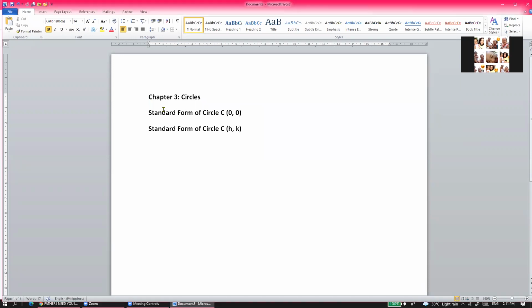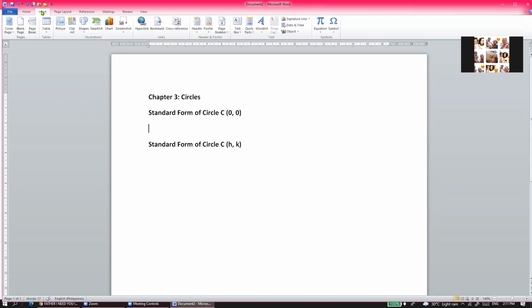Una sa lahat ay yung tinatawag nating standard form of a circle when center are both zeros. I'll go straight to the point by this time. Direct to the point. Ayoko na ng maraming palabok. Sayang yung oras. Ang dami ko pa namang topic na ituturo sa inyo. So standard form of a circle, center both zeros.